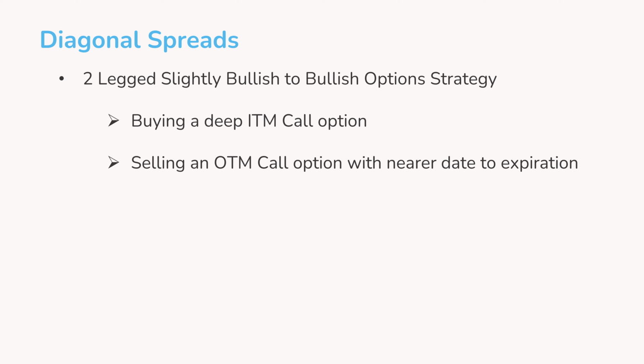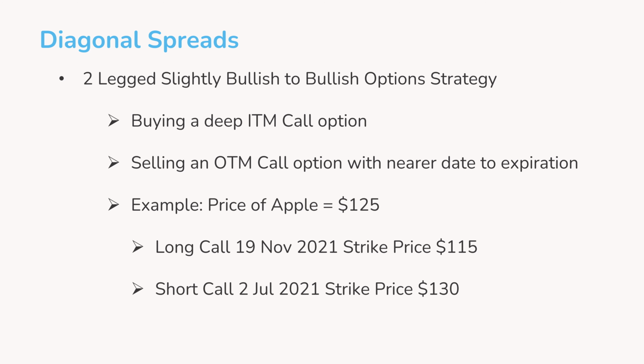So take, for example, let's say the price of Apple is at $125 as of now. If I intend to enter a diagonal spread for Apple, I will buy a long call that is expiring on the 19th of November 2021, strike price of $115. And at the same time, I will sell a short call that has a closer expiration date, which is the 2nd of July 2021, strike price of $130.